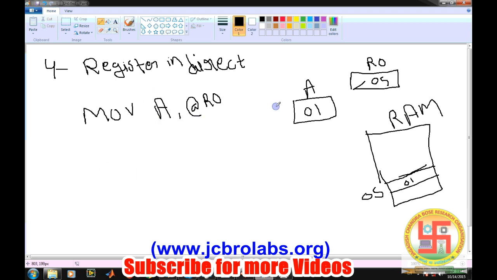So in this case, in register indirect mode, the content of any register becomes the memory location, and the data residing at that particular memory location will move into the accumulator.